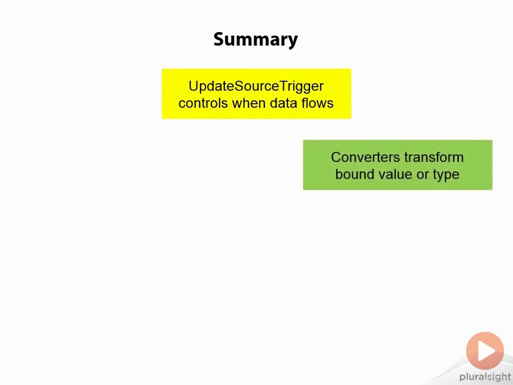Next, we talked about converters. Converters are these objects that you implement that implement the IValueConverter interface. You hook them in through the converter property of the binding, and the data will flow through them both from source to target and from target to source.